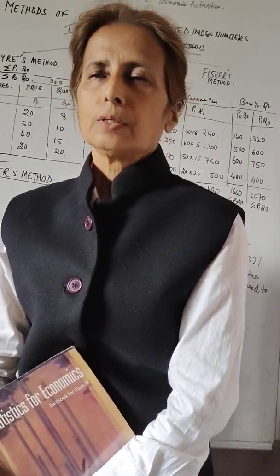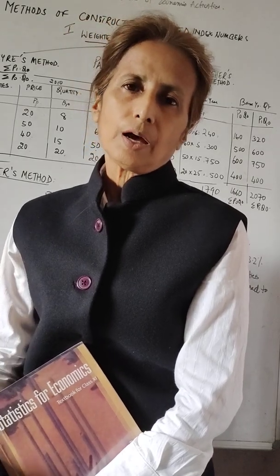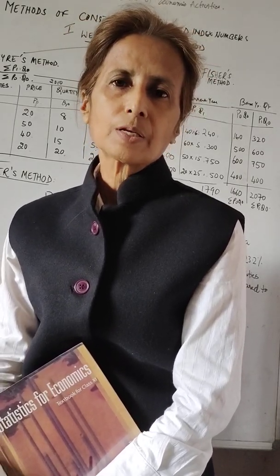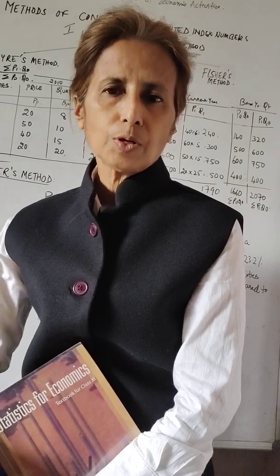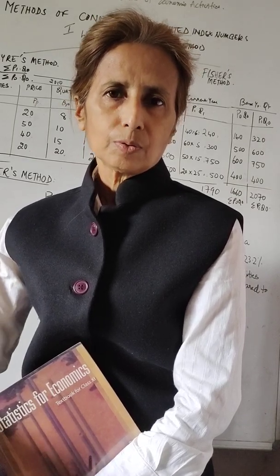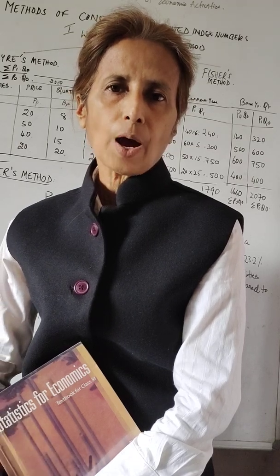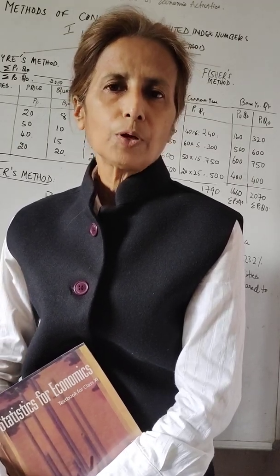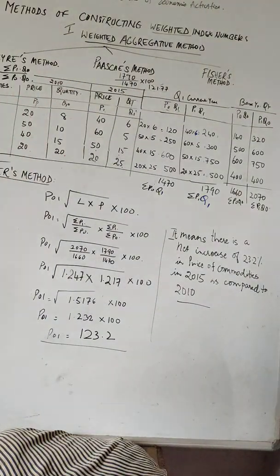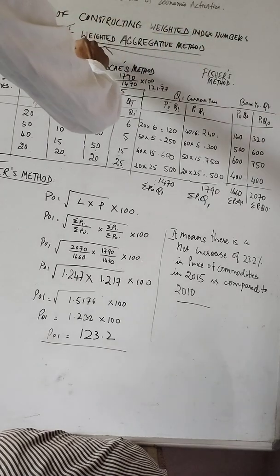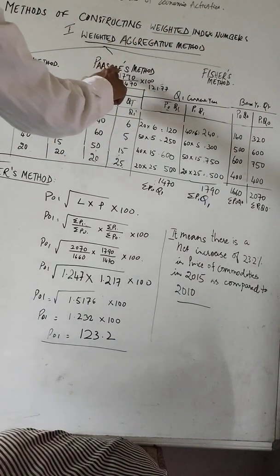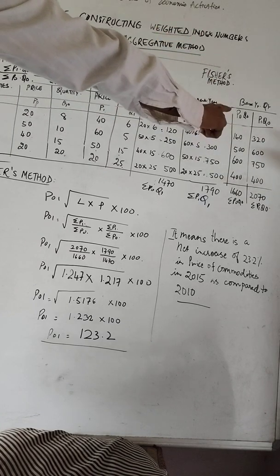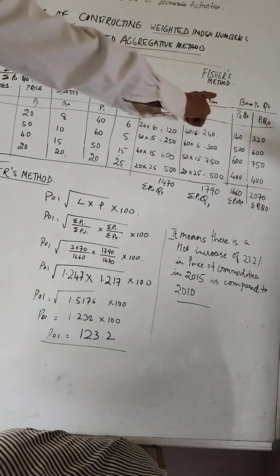Before that, what is an index number? As we've already done in the previous classes, it measures changes over a time period. So that is why it is so important for policymakers. And talking about methods of constructing weighted index numbers, the weighted aggregative method, we've done Laspeyres' method and Paasche's method. And today we are going to do Fisher's method, as I just pointed out.